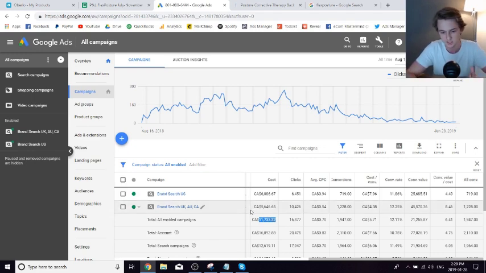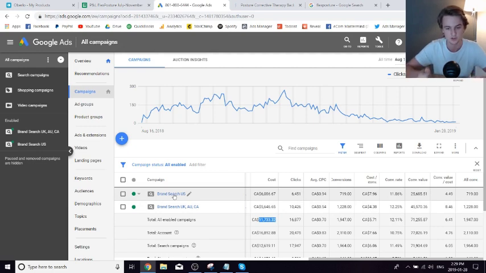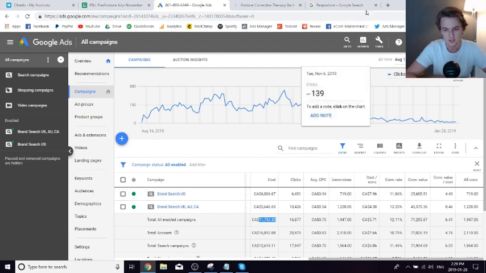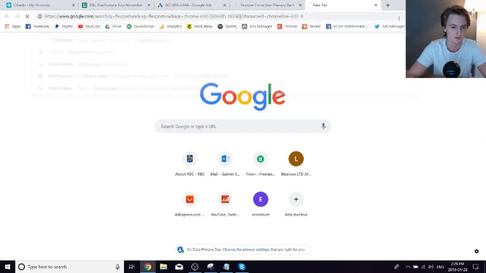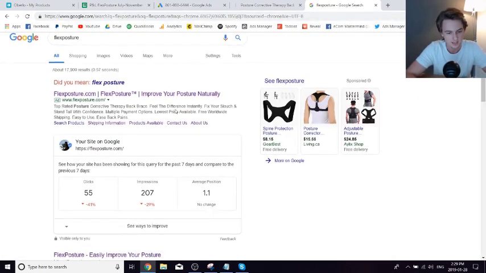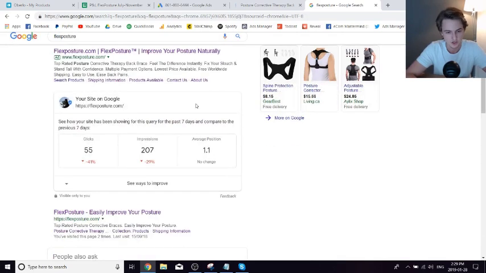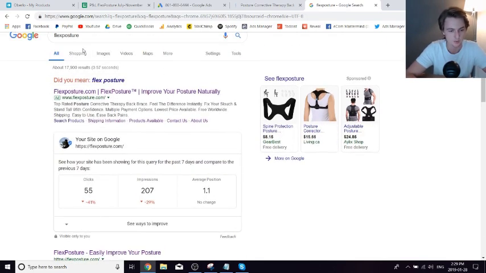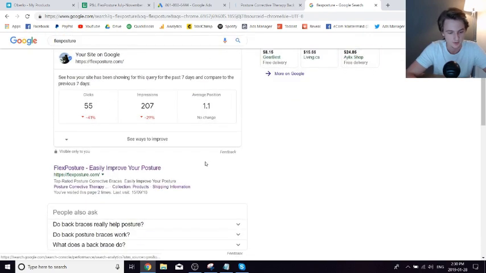So the trick essentially is just to target brand name searches on Google Ads. People who are searching for your brand, people who already know about your brand, you should be targeting them. Just to show you what I mean, if I type in flex posture on Google right now, there you go. My ad pops up right away, and it ensures that people see your brand right away when they search for it.